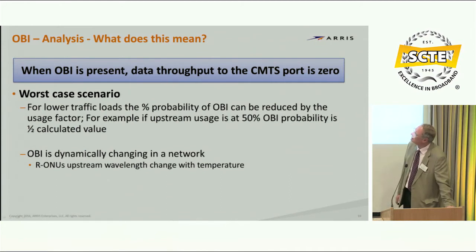For lower traffic loads, the percentage probability of OBI, you can reduce it with your data throughput. So if the data throughput is running at only 50%, your chances of OBI drop by 50%. And that follows all the way through. So at 10% usage, your 25% chance of OBI is down to 2.5%. So it's very much dependent on the data throughput that you're using. The other point, it is dynamically changing in your network because of the temperature changes of your RFoG ONUs. So you never quite know where it's going to happen, and it's very difficult to find or identify it.